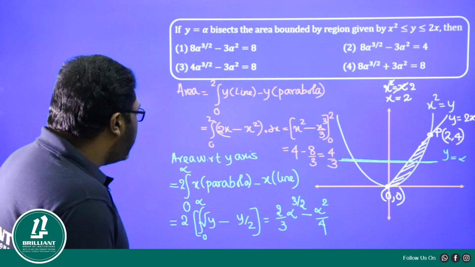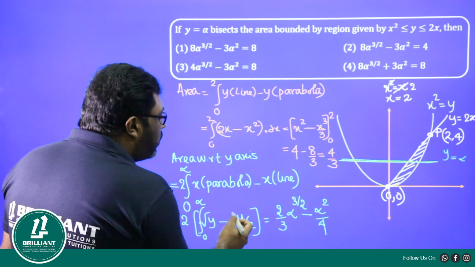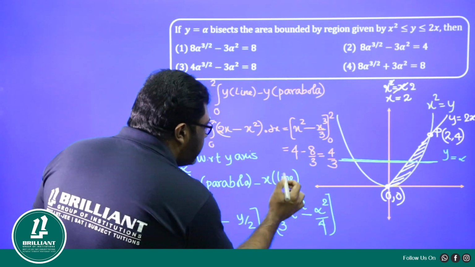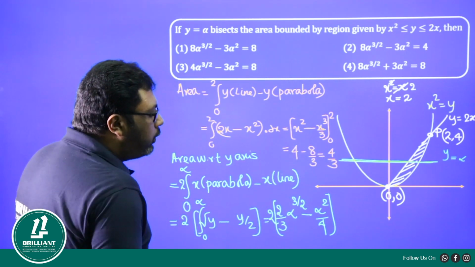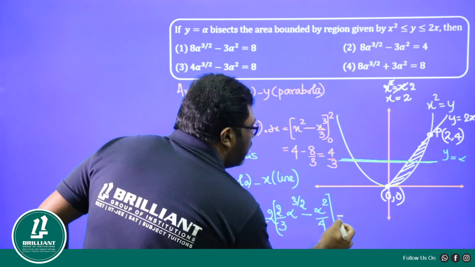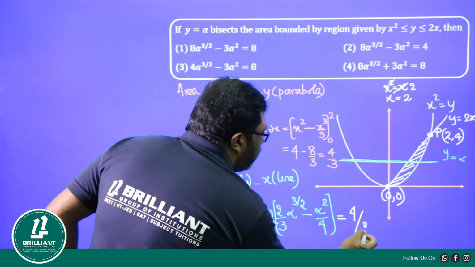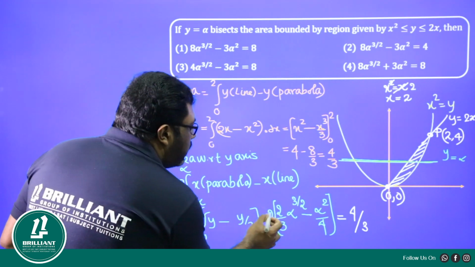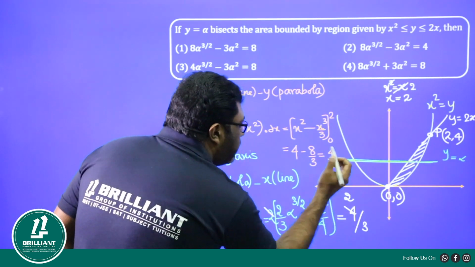Now these two areas are equal. Now it has to get multiplied with 2 also. Okay. Now they are saying this area is equal to 4 by 3. Please try to solve these two. Can I say this 2 and this 2 will cancel?